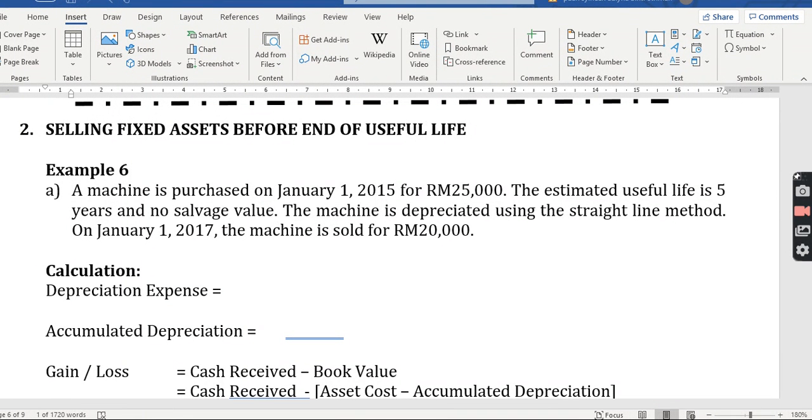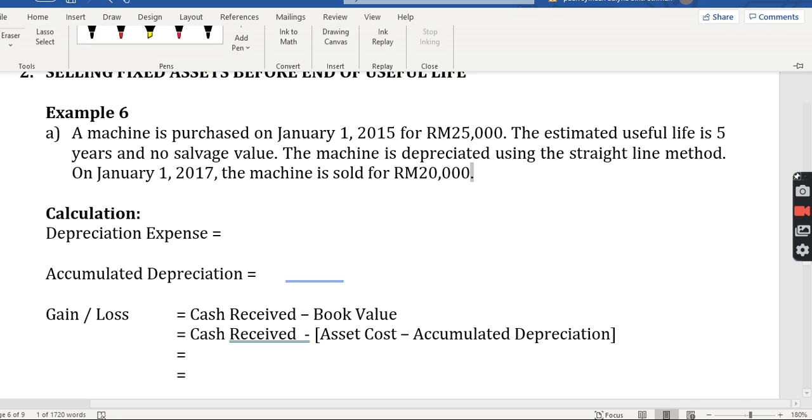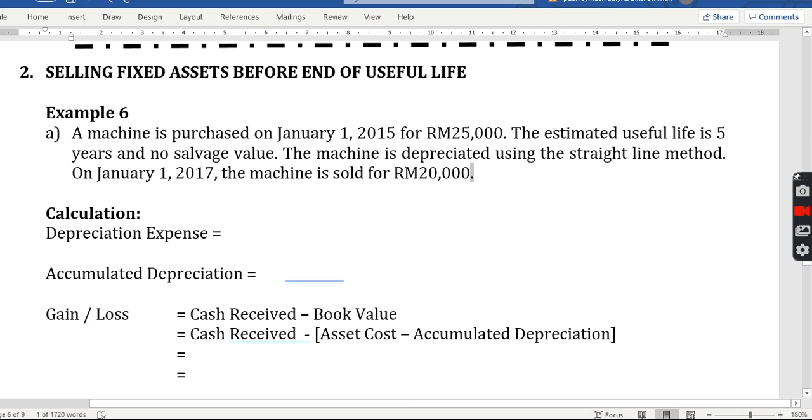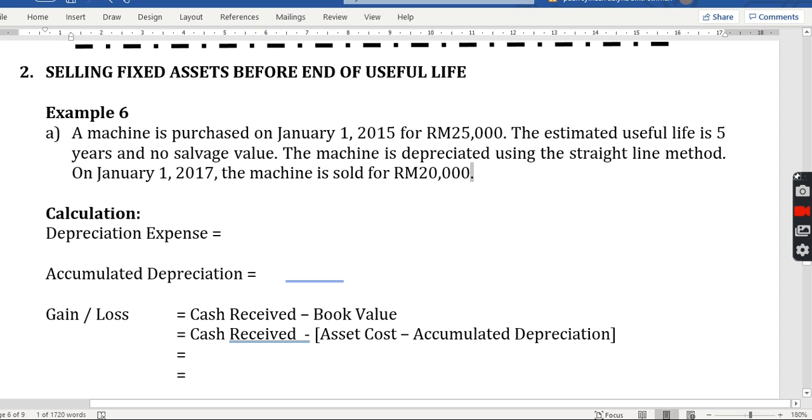Okay, now we're going to see how we record the journal entry when we are selling the fixed asset before the end of its useful life. In example 6, a machine is purchased on 1st of January 2015 with a price of 25,000.